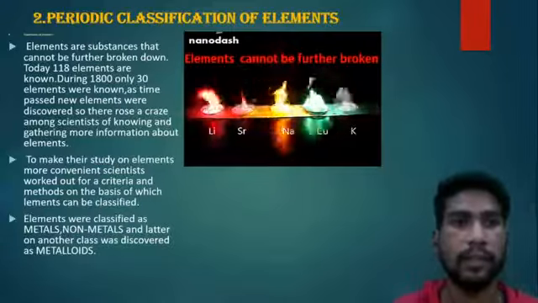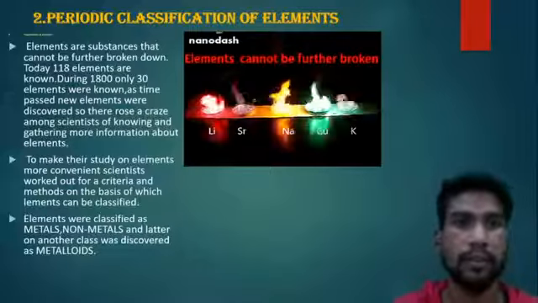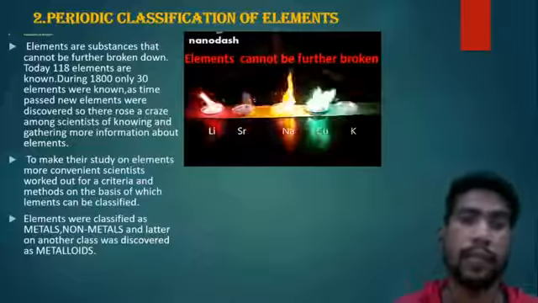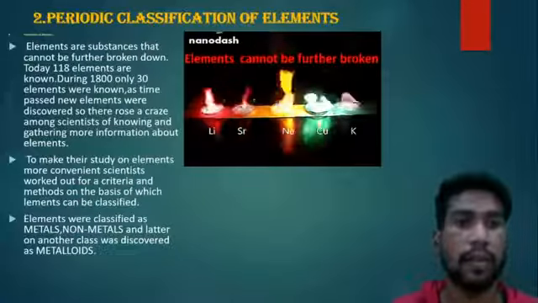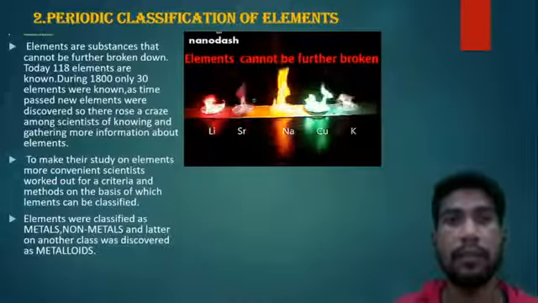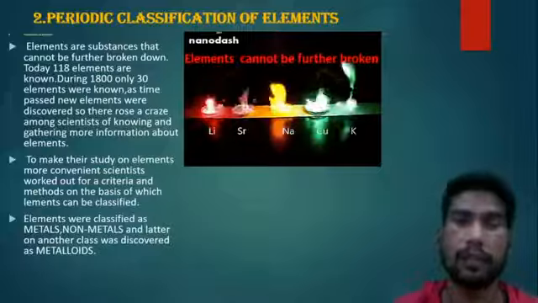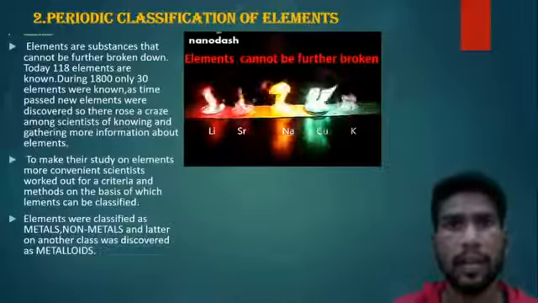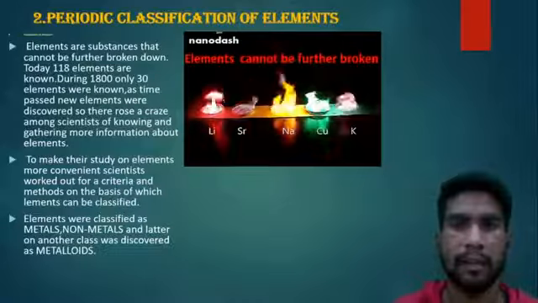During the 1800s only 13 elements were known. As time passed, new elements were discovered. So there arose a craze among scientists for knowing and gathering more information about elements. To make their study of elements more convenient, scientists worked out criteria on the basis of which elements can be classified. So elements were classified as metals, non-metals, and another group of elements was later discovered that was known as metalloids.